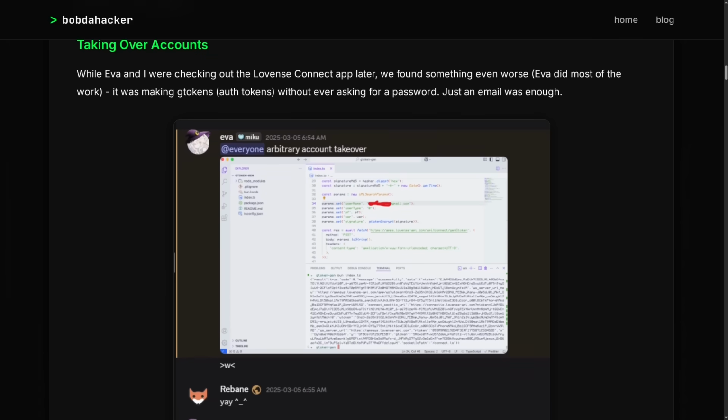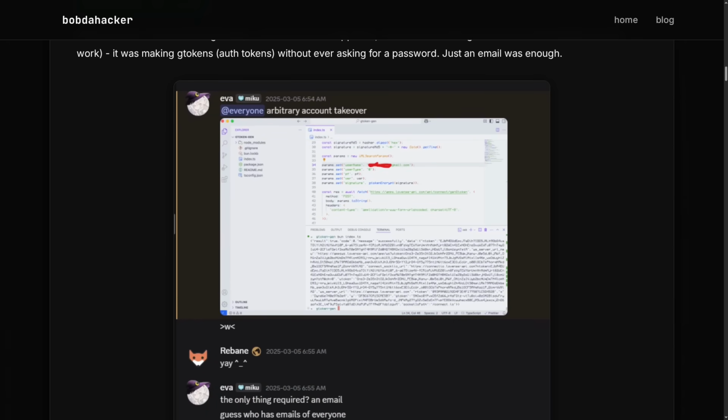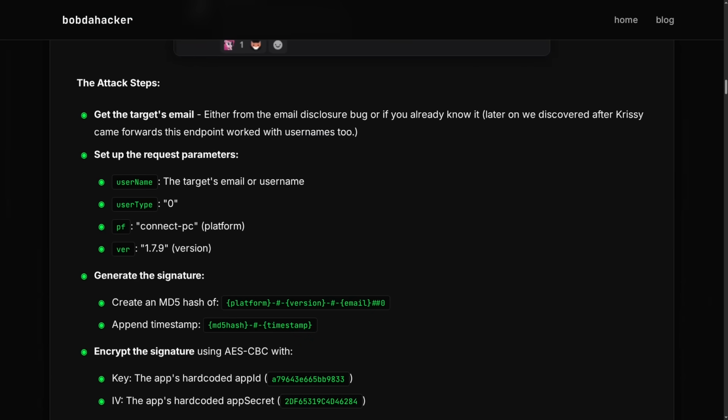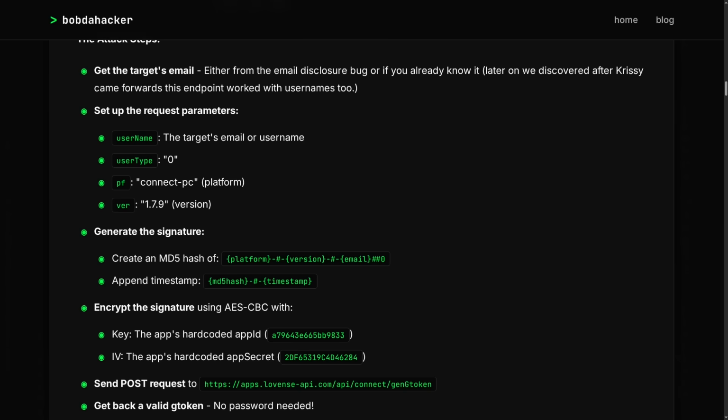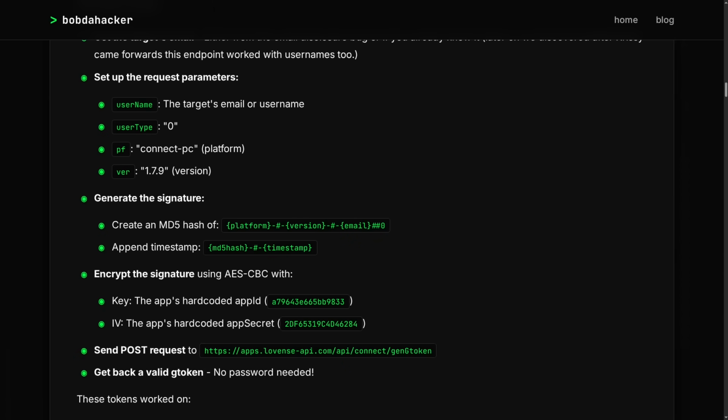Later on, another security researcher named Eva discovered that you could make auth tokens to gain access to someone's Lovense account with essentially just their email address and no password by crafting a request with these parameters that are hard-coded into the app. The only secret here would be the user's email, but like I explained, that can easily be gotten from the public list of usernames.